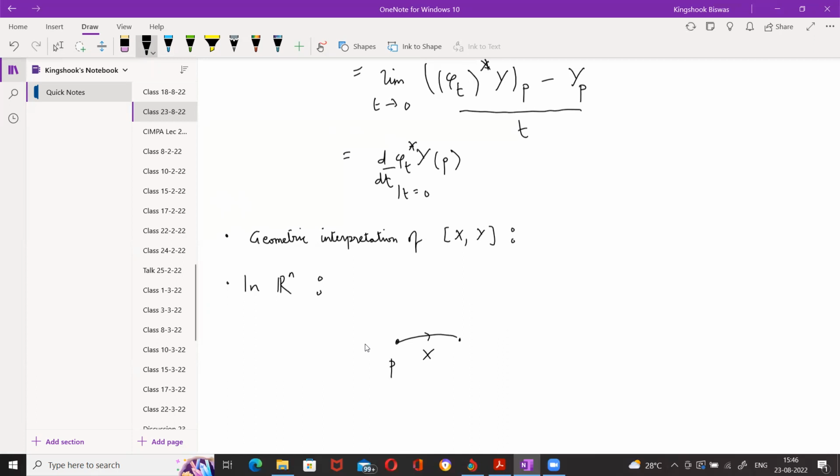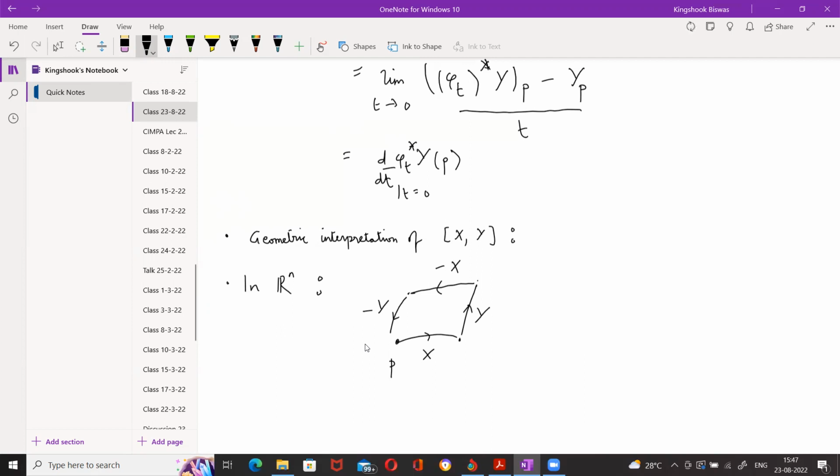I flow along for time t in the direction of X. Then I flow along in the direction of Y, again for time t. Then I flow in the direction of minus X for time t. And then I flow in the direction of minus Y for time t. Now, if the flows commuted, then this curve would close up to give me a quadrilateral.